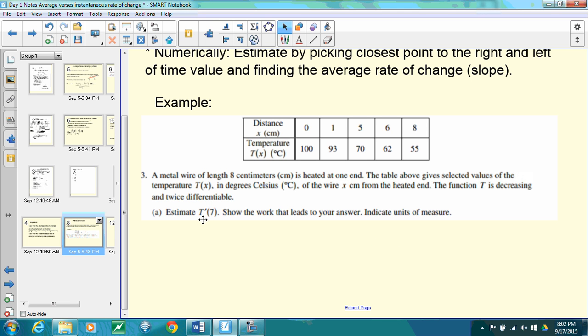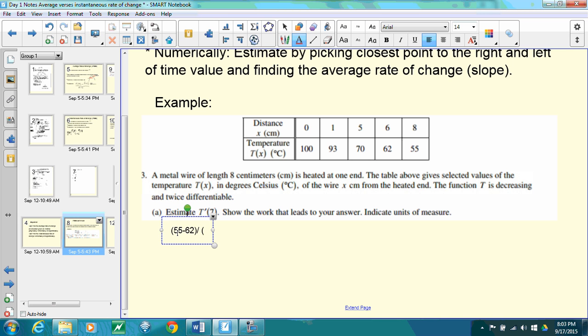So when they say T prime of 7, all you do is find the slope between 6 and 8. And then just remember that the temperature is going to be your y's and the distance is going to be your x's. So to do this, we're going to do 55 minus 62 and then divided by 8 minus 6. And this gives us T prime of 7. Remember, we just said that notation means the derivative or the instantaneous rate of change.